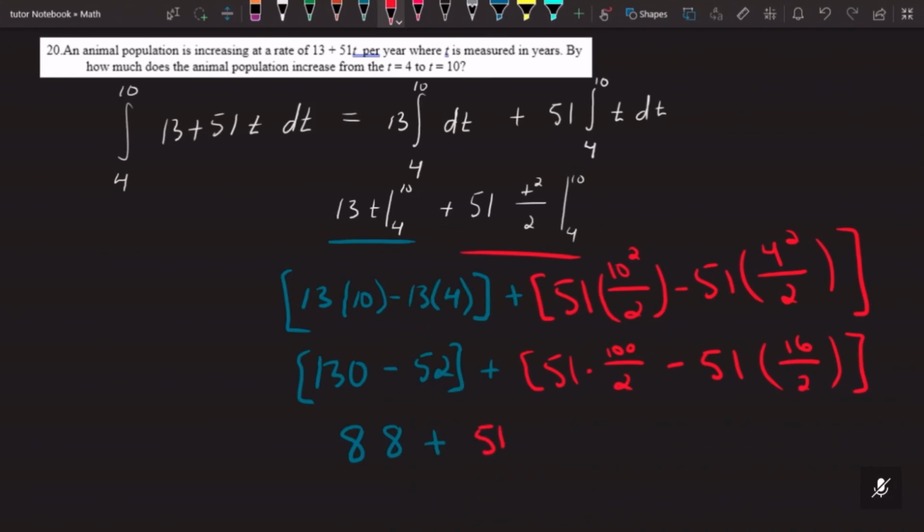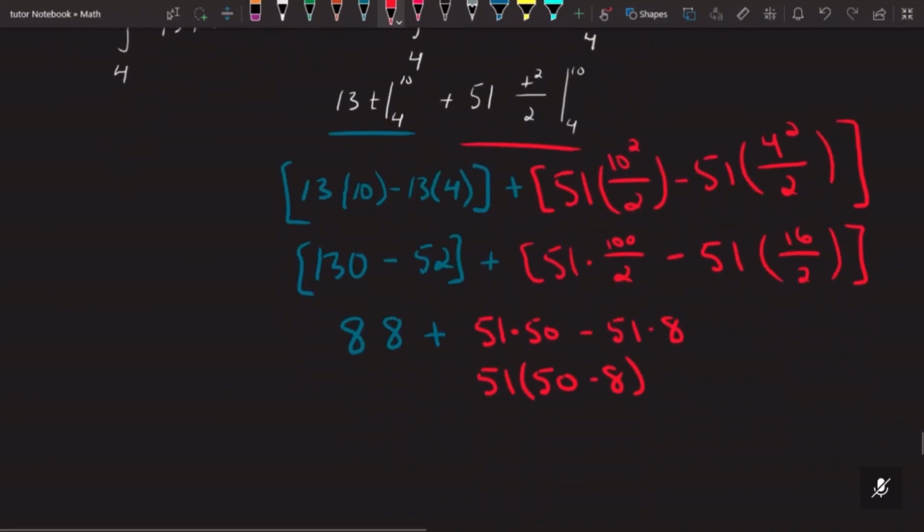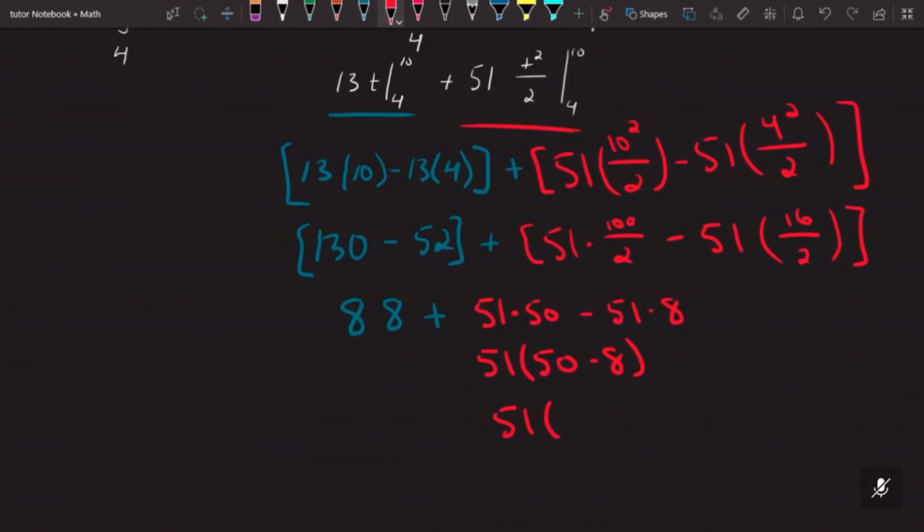Now the rest is just following out the algebra, and there is one mistake here. 130 minus 52 is 78, not 88. So our final answer will be off by 10. I will correct it in a moment though.